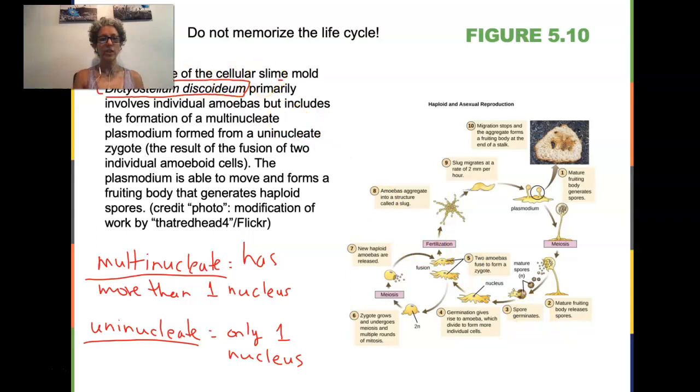This is the life cycle of that Dictyostelium. Put at the top. Don't memorize the life cycle. This is on here because there are 2 different forms. There's the multinucleate, where it has more than 1 nucleus, and there's the uninucleate, where there's only 1 nucleus. So this slime mold has a crazy life cycle where it can have more than 1 nucleus in some of its life stages.